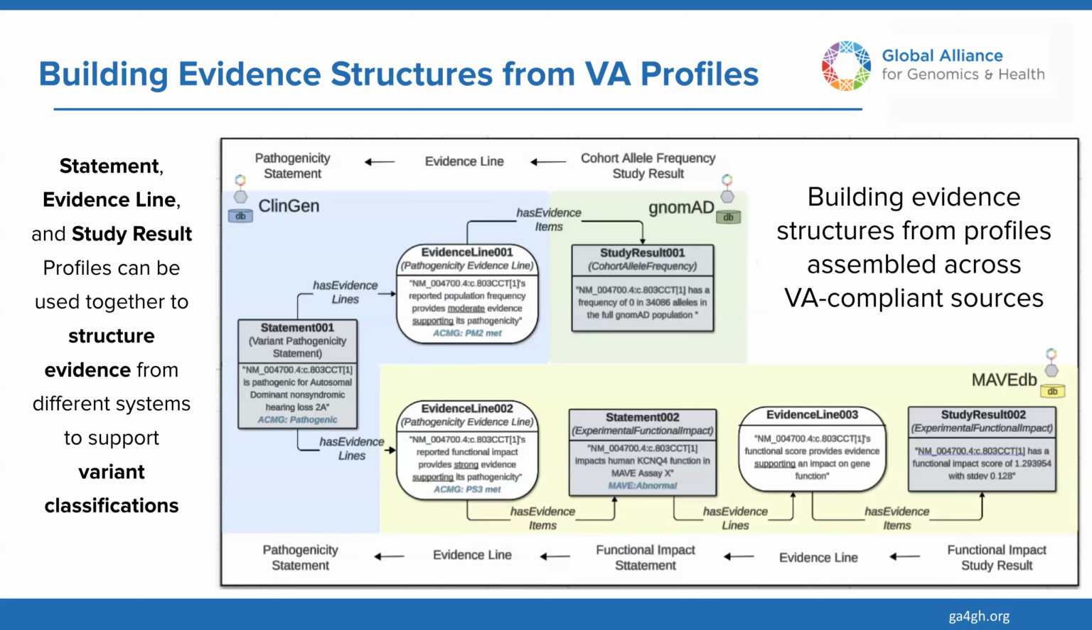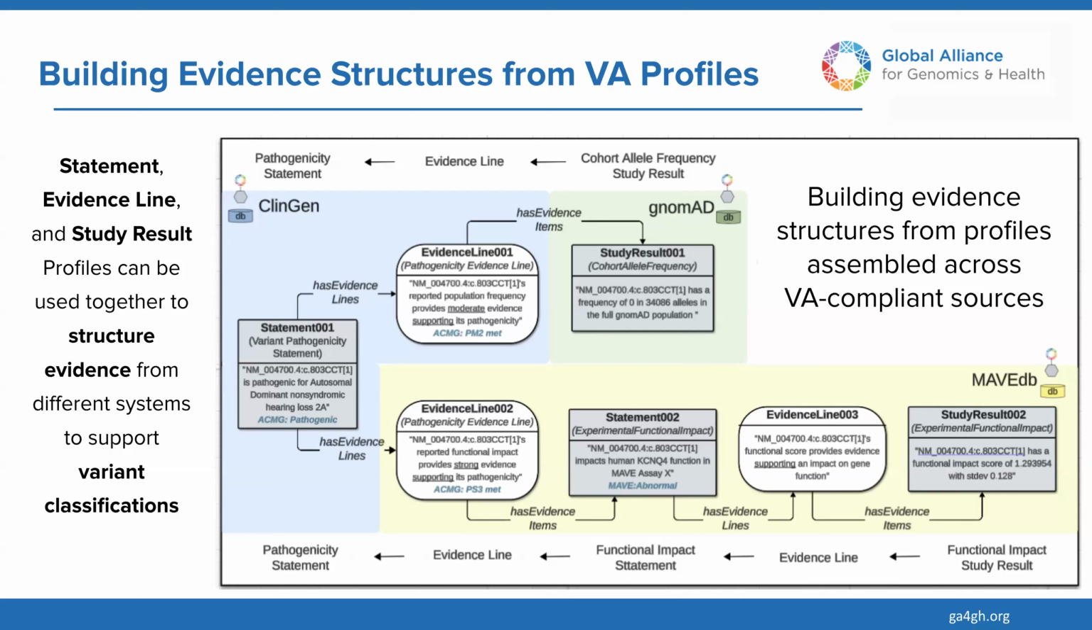And then in this, again, currently aspirational scenario, evidence from MaveDB and gnomAD systems, those are highlighted in yellow and green respectively, can be retrieved through VA compliant APIs into a system like ClinGen, where curators might want to use that evidence to create a pathogenicity classification. So really the goals of this slide here are kind of twofold. The first is really to highlight the detailed structures that VA models can support.